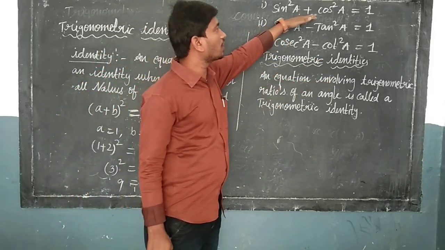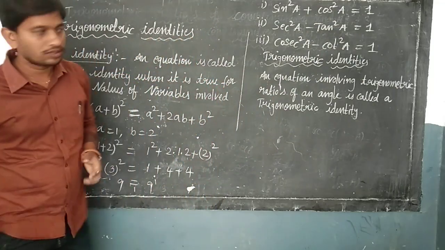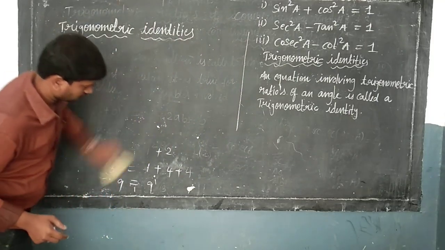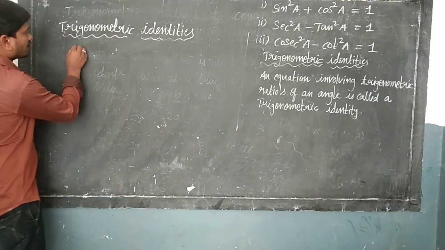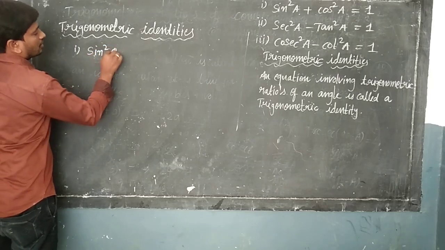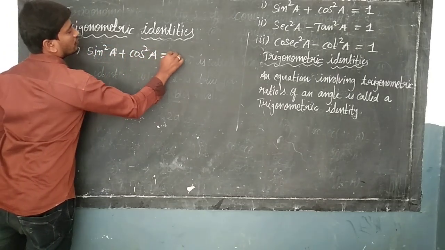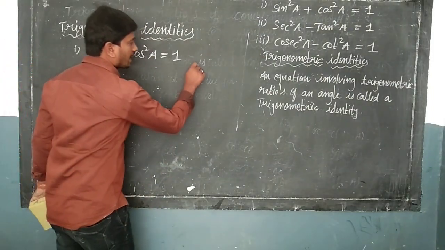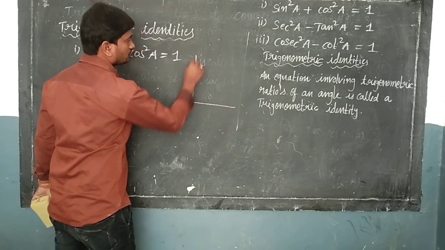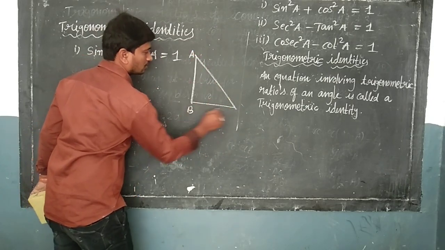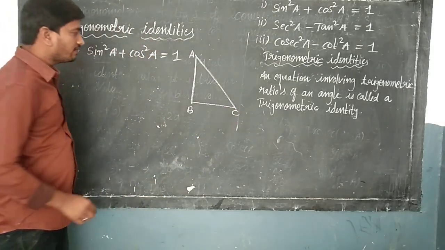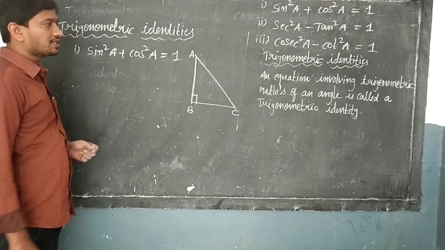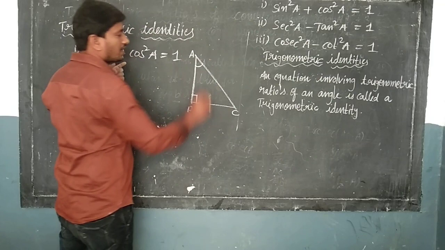Let me prove how we got sin square A plus cos square A equal to 1. Let me prove it. Our first identity is sin square A plus cos square A equal to 1. In a triangle ABC, in which angle B equal to 90 degrees, and our acute angle is at A.